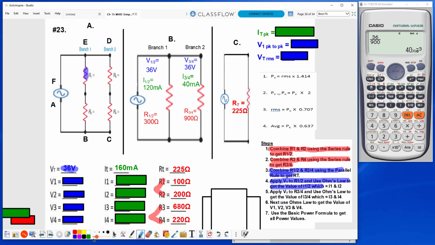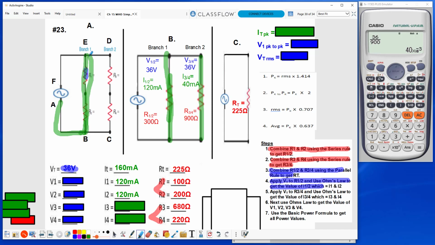So I understand that flowing through this branch will be 120 milliamps from this point to this point, and from this point to this point will be 40 milliamps. So from point B to point E is 120 milliamps. That tells me that I1 and I2 will both be 120 milliamps, because the total current leaves A and gets to B. Some of the current will turn at B and head towards point E here. Whatever current leaves B headed towards E must flow through that branch through both R2 and R1.